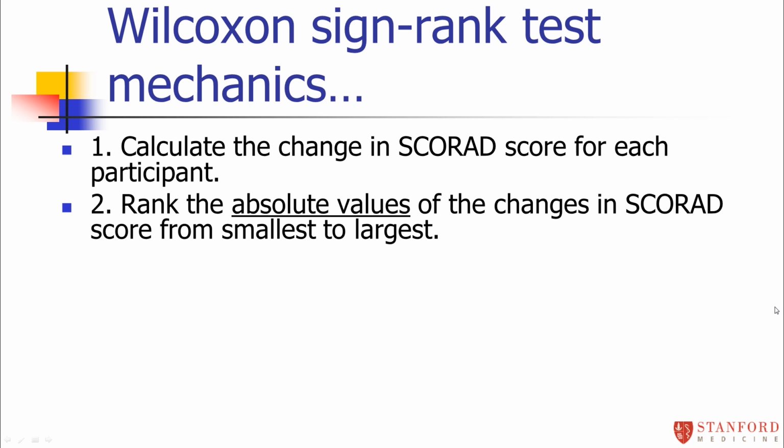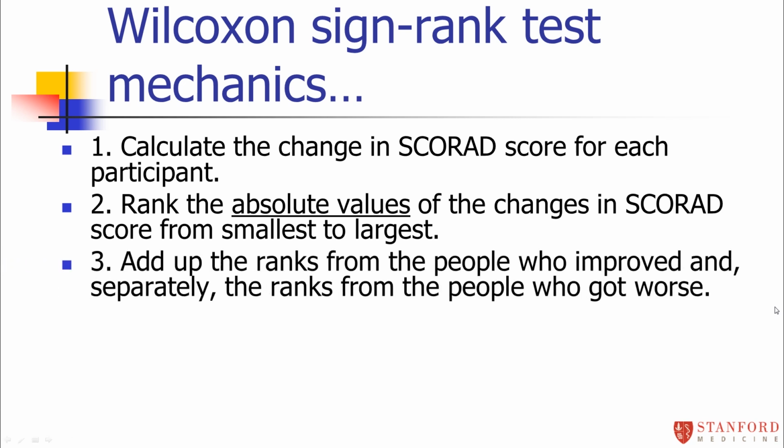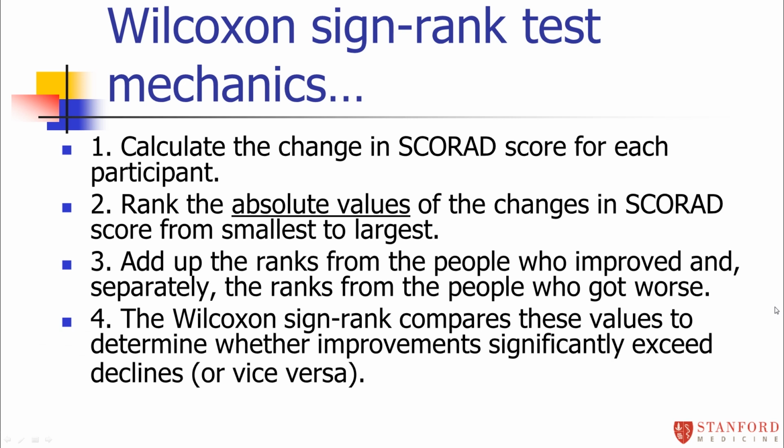The null hypothesis here is that there's no change. We would then sum up the ranks from the people who improved. That's the people who would have a negative sign. And we would add up the ranks from the people who got worse. That's the people who had a positive sign. So that's where the sign part comes in. We're comparing people who improved to people who got worse. Does either sum of the ranks dominate? The Wilcoxon sign rank test compares these values to determine whether the improvements significantly exceeded the declines or vice versa.